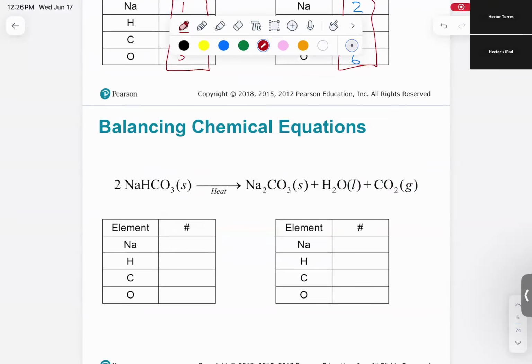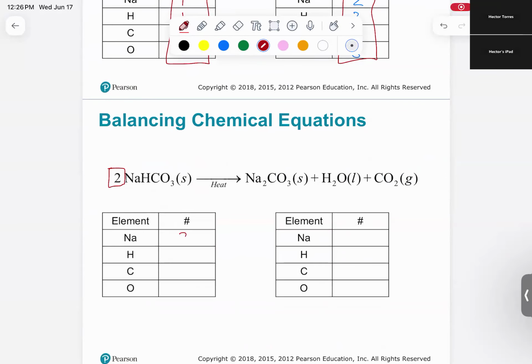Once we add in that 2, let's double check and make sure that it's still balanced. So Na, we now have 2. Hydrogen, we have 2. Carbon, it looks like 1, but don't forget that we have 2 because there's 2 molecules now. And for oxygen, we have 3 times 2. So we have 6 oxygen total. So we are good on that one.